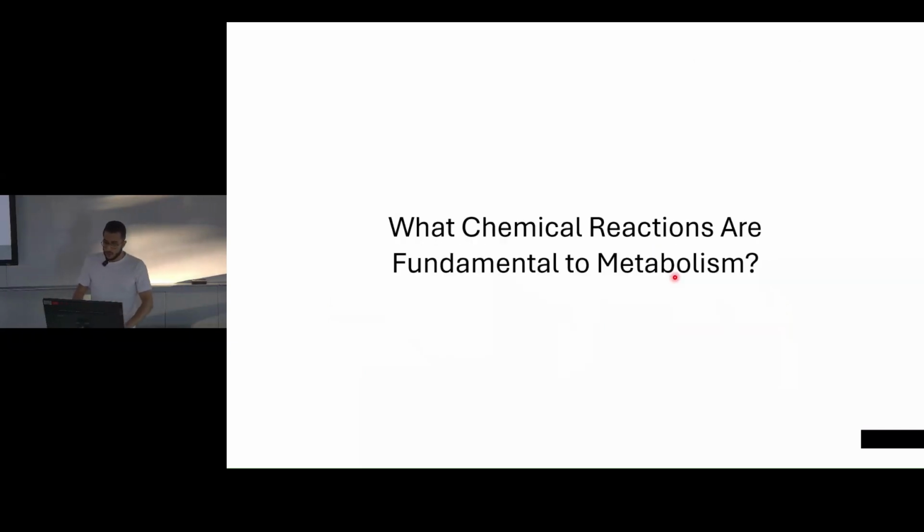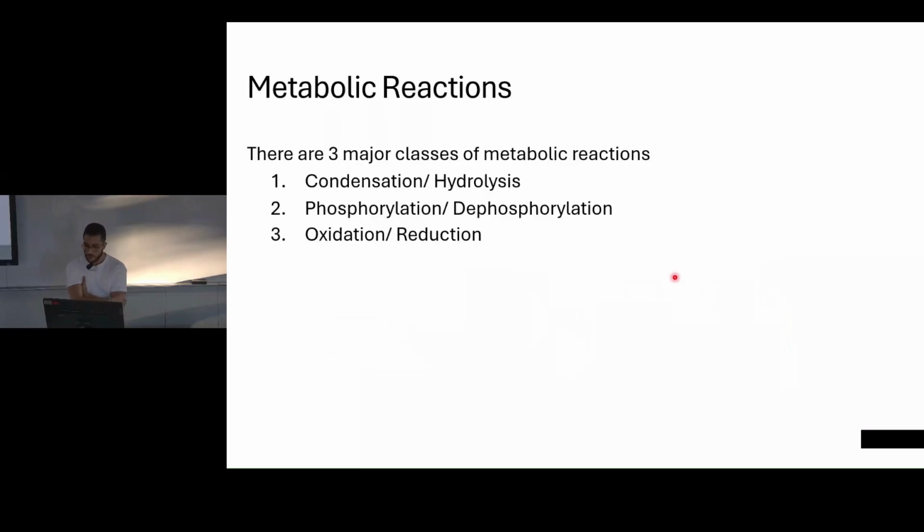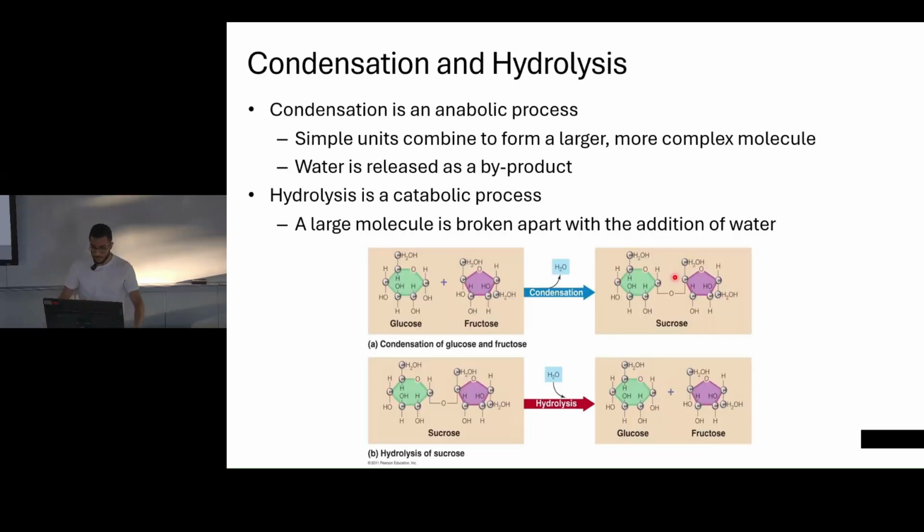So what are the three chemical reactions that are fundamental to metabolism? There are three major classes. You have condensation and hydrolysis, and obviously one of them is for anabolism, the other one is for catabolism. You have phosphorylation and dephosphorylation, and you have oxidation and reduction. We'll take a look at these three one by one.